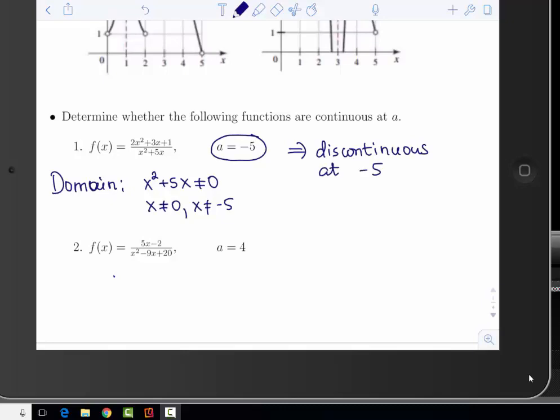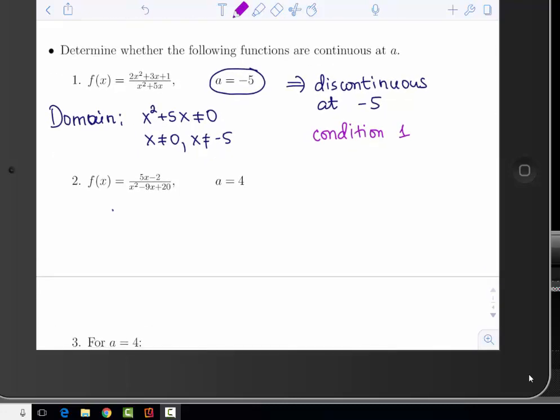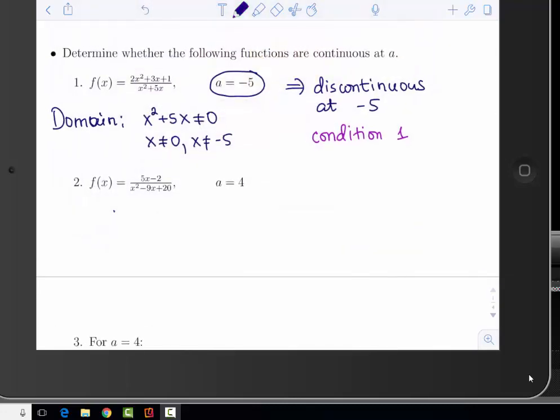Okay, what's the condition that doesn't hold here? Condition number 1. The function is undefined at -5 and 0, but we'll only ask for -5. All right, let's take a look at the next example.